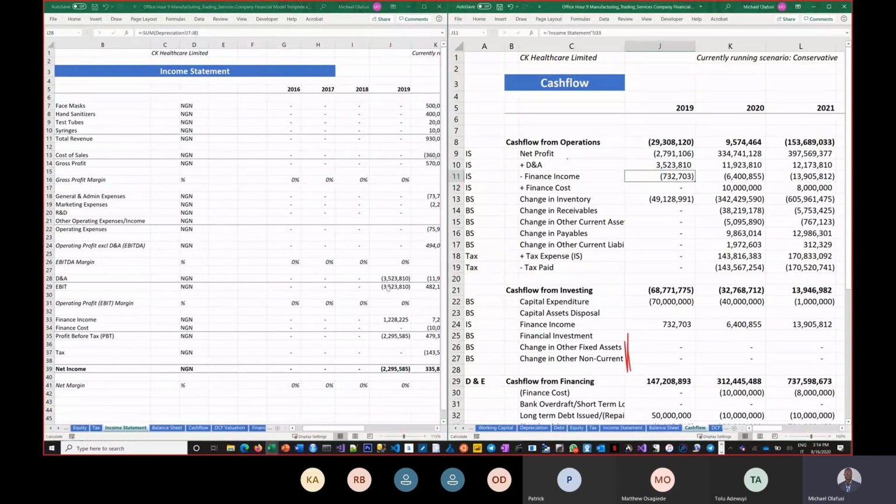Finance costs, finance income is not matching. Finance cost is matching. Finance income is not matching. Okay, I think I've picked the wrong thing in that one. Let's check. J33, 2019 should be, we'll come back to that one. And change in inventory.